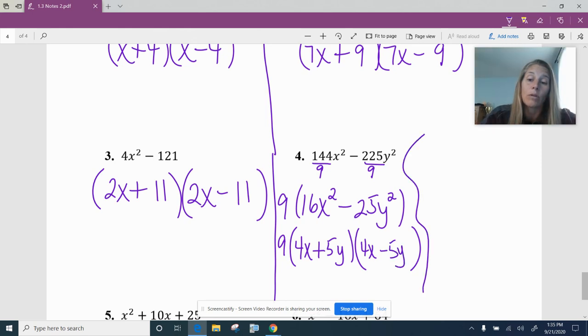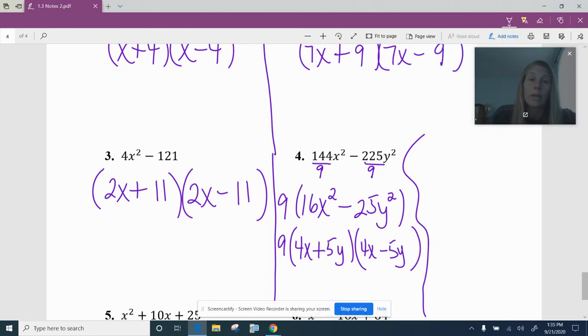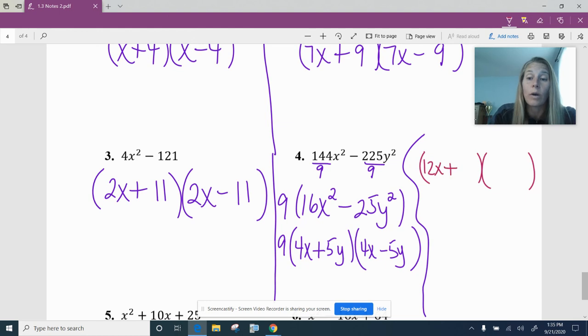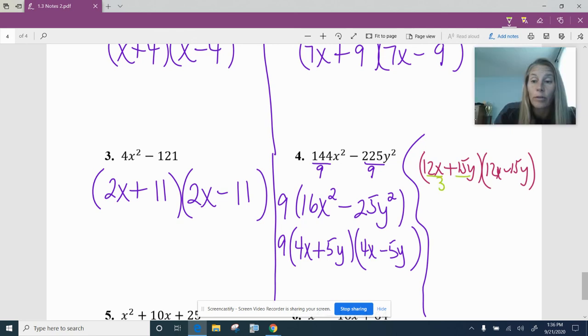Now, the reason why I wanted to go over that one is because let's say you didn't notice that the 9 was a common factor, right? And you just went right away and split it up because you're like, oh, these are perfect squares. I'm just going to do 12x plus 15y and then 12x minus 15y. And then you go to look at your answer choices and you're like, oh, that answer is not there. What happened? What did I do wrong, right? Well, what happened was you'll notice that 12 and 15 have a GCF of 3.